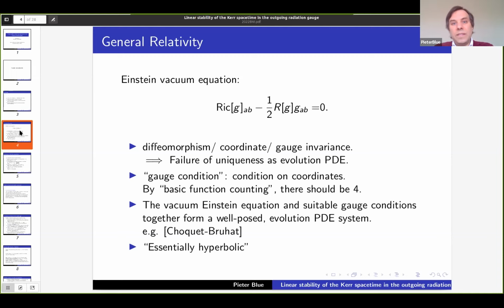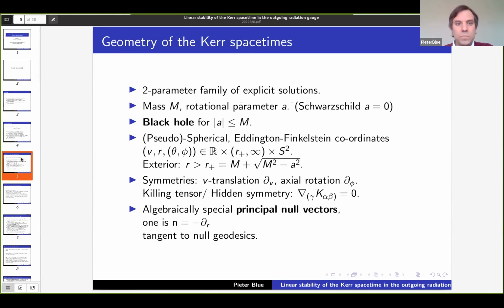And this system is, I'm going to say, essentially hyperbolic. One poses initial data and evolves it into the future. It has finite speed of propagation and so forth. But depending on the gauge, it might genuinely be hyperbolic, or it might be a coupled elliptic hyperbolic system. So that's not inherent to the Einstein equation. That is part of it dependent on the choice of coordinates.